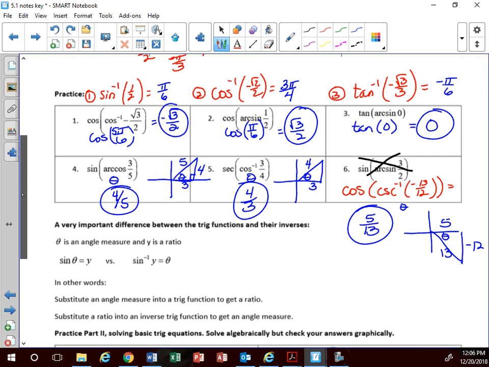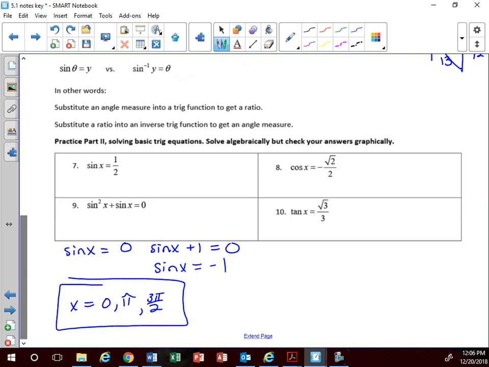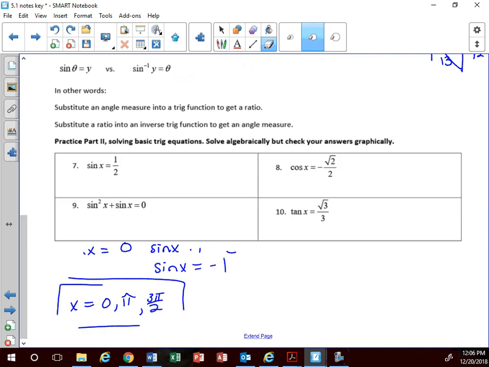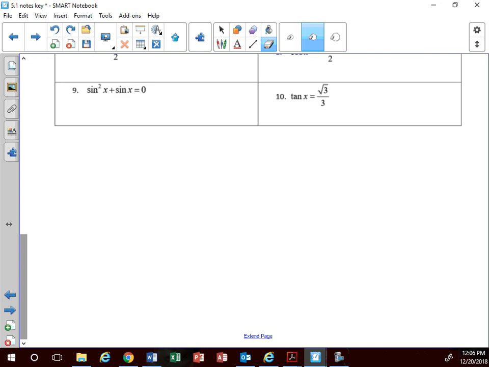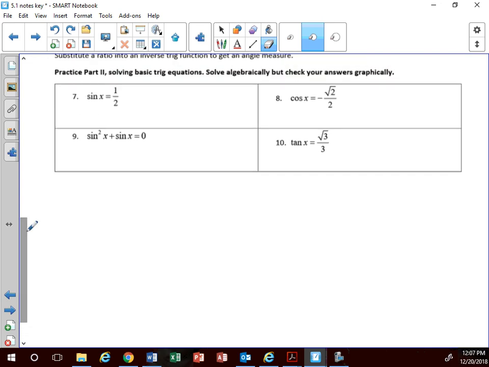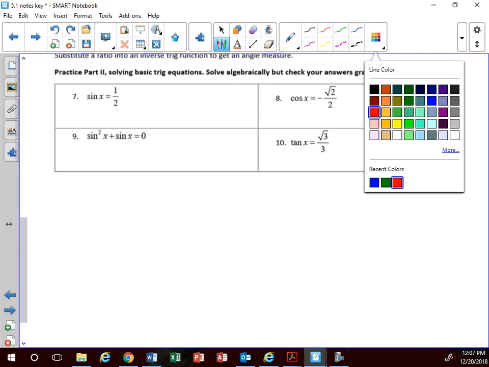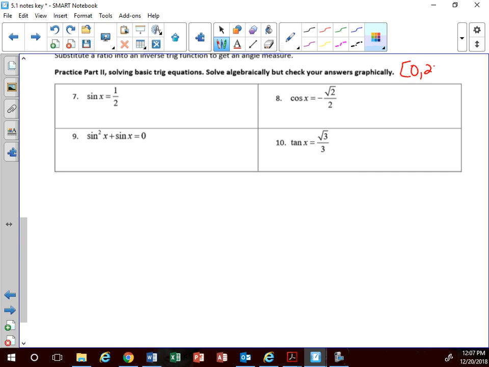Okay. We're going to switch a little bit here. So we're going to jump down to this practice. We're going to solve some simple trig equations. We're only going to solve between 0 and 2 pi. That should be in your directions, and it's not. Look at these equations. Do you see inverses or arcs anywhere in them? No. So should I be thinking about those restricted parts of the circle? No, I should be thinking about the entire circle, 0 to 2 pi.